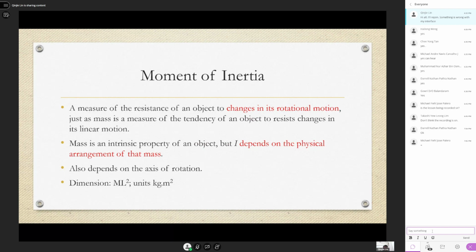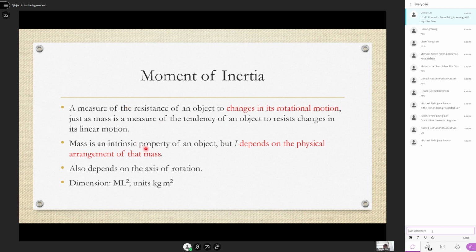So what is this moment of inertia? It is the measure of the resistance of an object to changes in its rotational motion. So moment of inertia is for rotation, just as mass is a measure of the tendency of an object to resist changes in its linear motion. So moment of inertia is the quantity we use for resistance when we talk about rotation. Mass is sort of the resistance when we talk about accelerating something in linear form. So it's related in that manner.